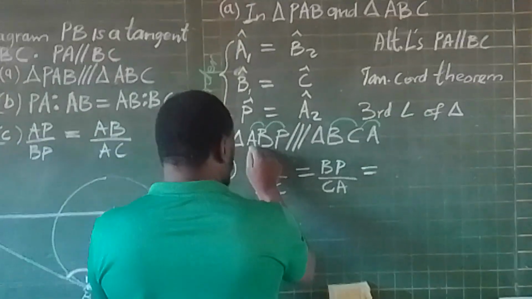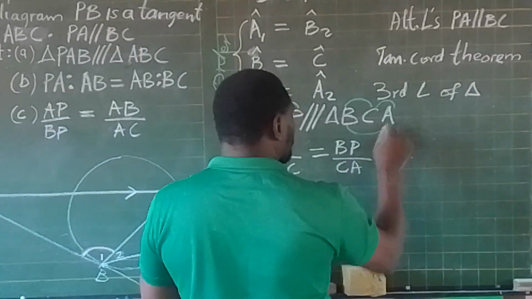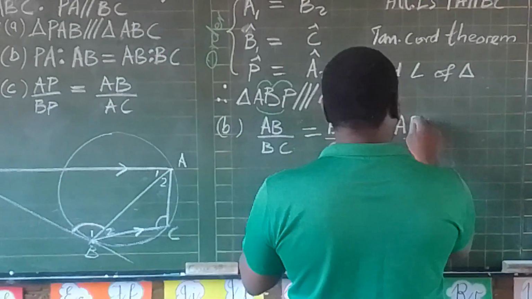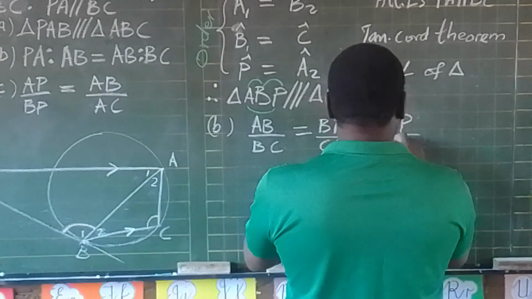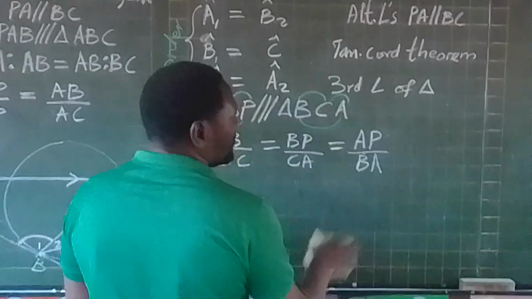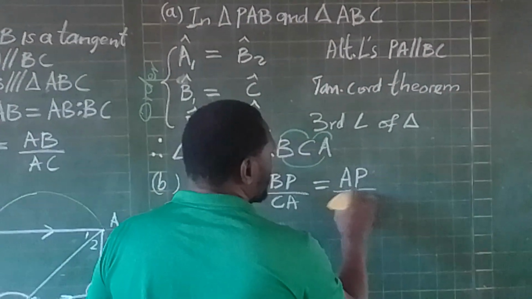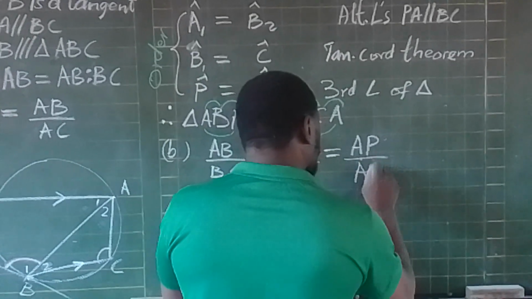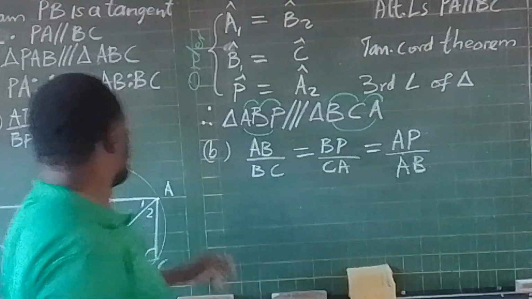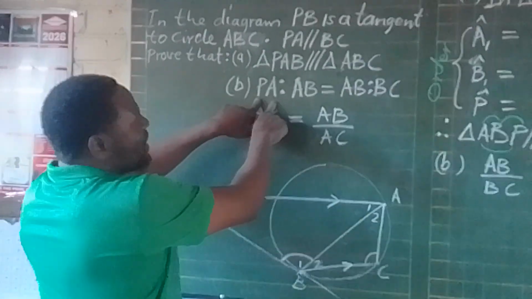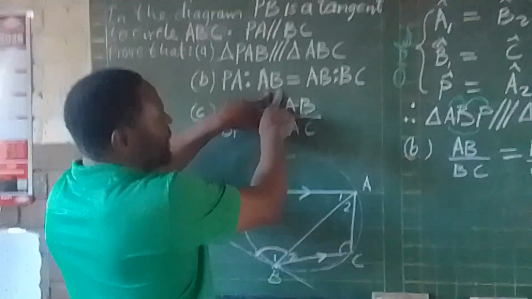Take this one with that one, equals to AP over BA. BA is the same as AB. Let's use the same kind of alphabetical order. AB. You come to your B and check. They want PA which multiplied with AB.